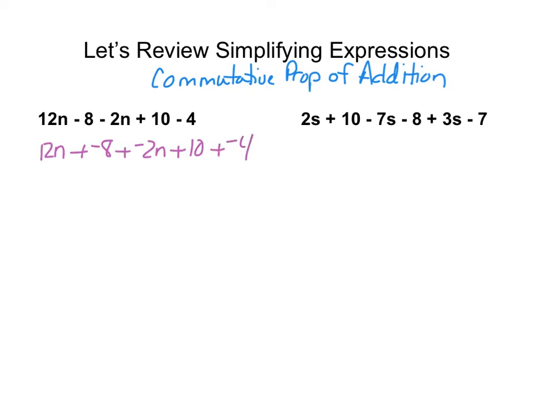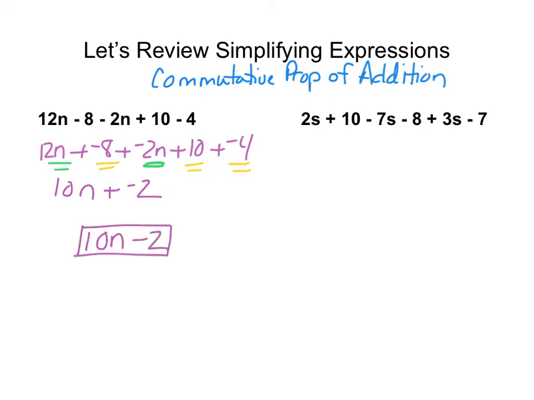And now I can use the commutative property of addition to add terms that have identical variable parts, such as 12n and negative 2n. And when I add 12n and negative 2n, I get 10n. And then I can add constants together. So I can add my negative 8 plus positive 10 plus negative 4, and I'll get a negative 2. And if I simplify that a little bit more, I have 10n minus 2. And now my expression is simplified.